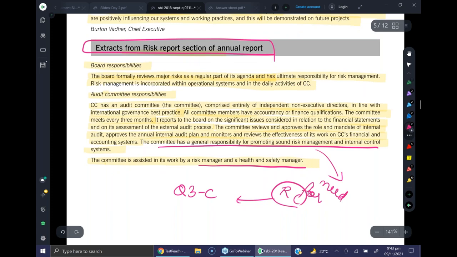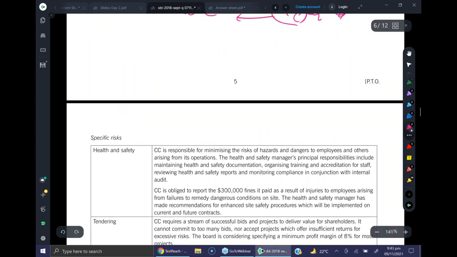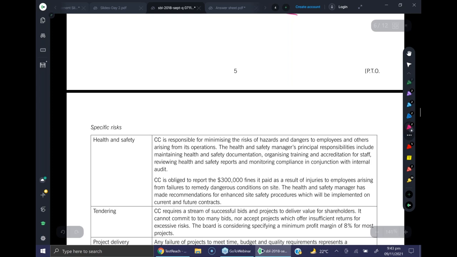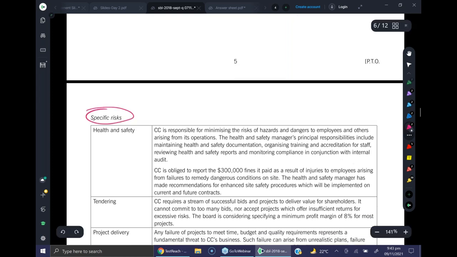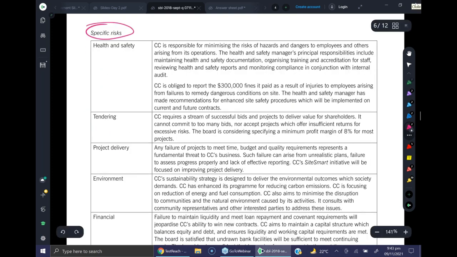They actually don't have a lot of mechanism for risk management, and that's why they need to have the risk committee. Okay, specific risk. So some of the risks of the company are mentioned here, let's see. So there is this health and safety risk, as you can see. I'm going to read the risk and then I will take more questions. So, health and safety risk.